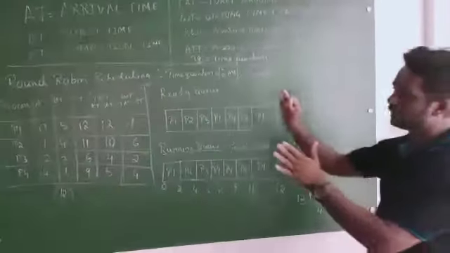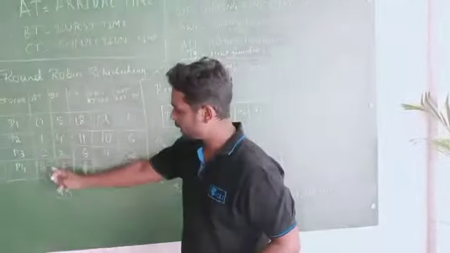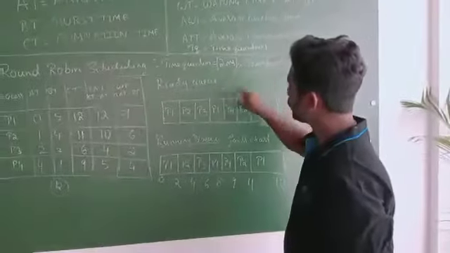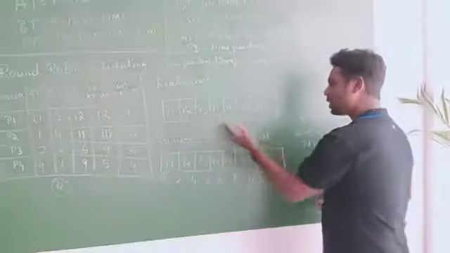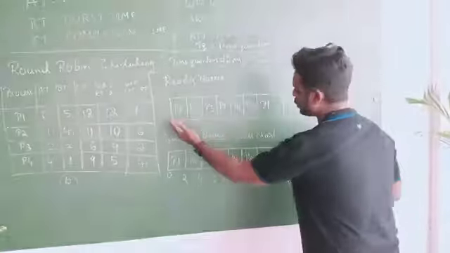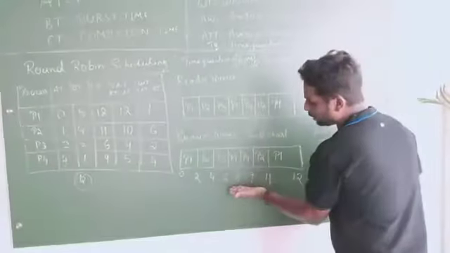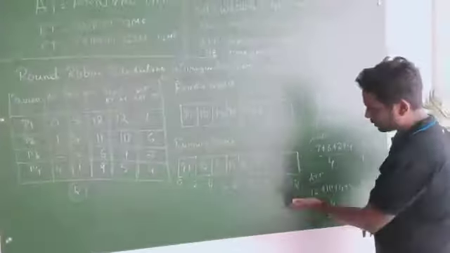Hope you're clear. Whenever they give round robin and whenever they give arrival time, I should use one more queue called the ready queue. What is the order of execution? Once you write this particular order of execution, you can write your normal running queue.